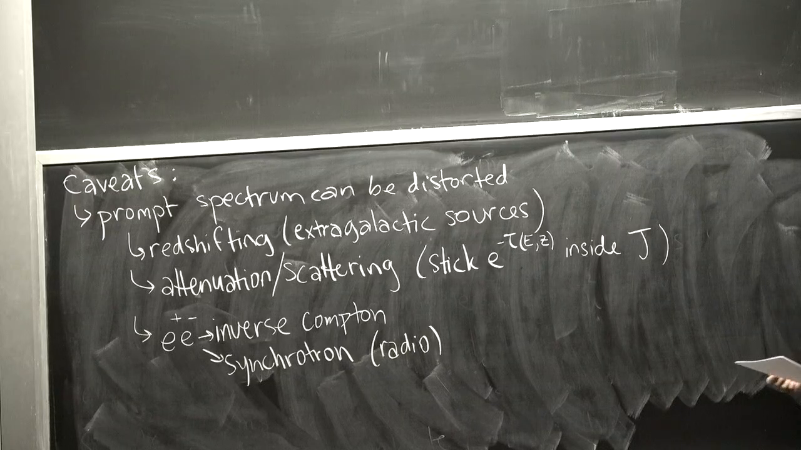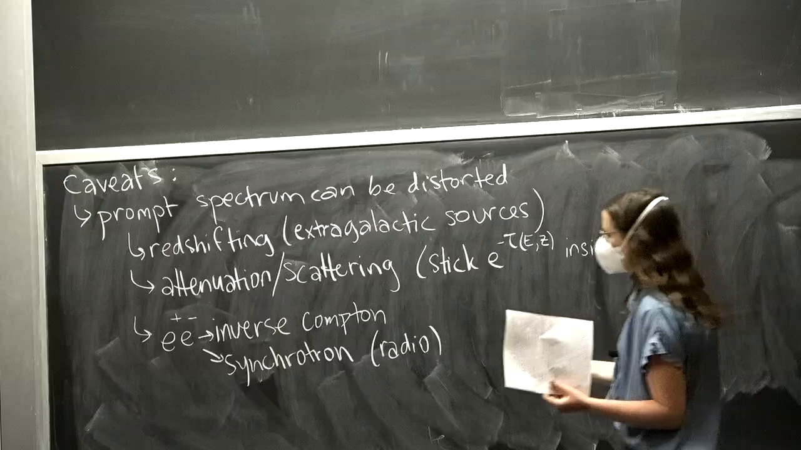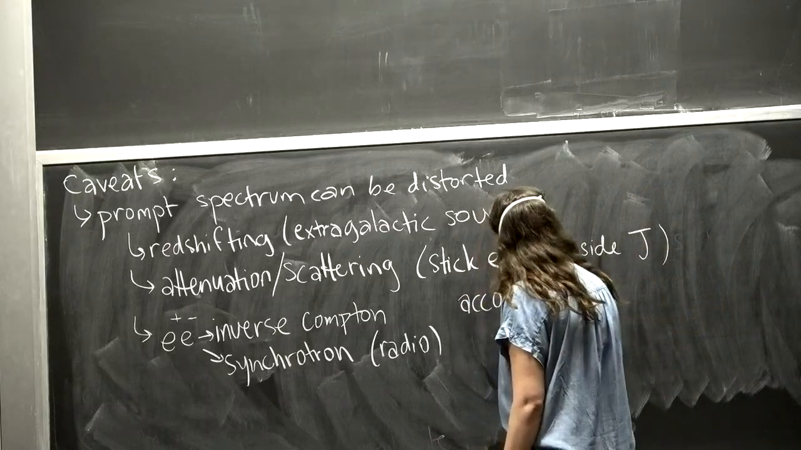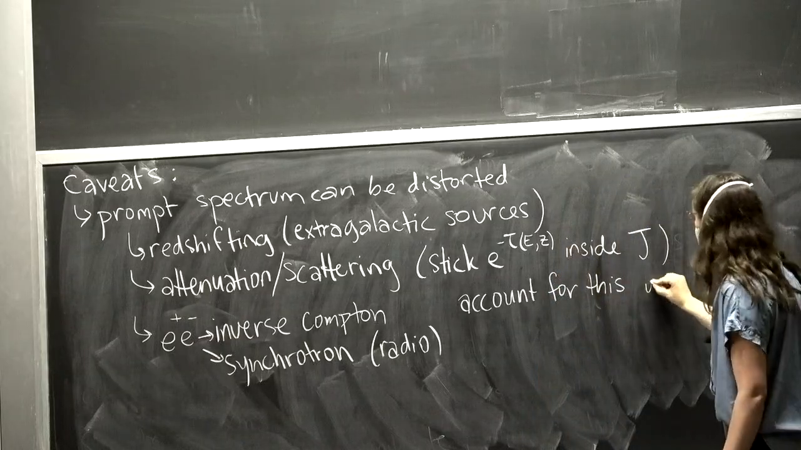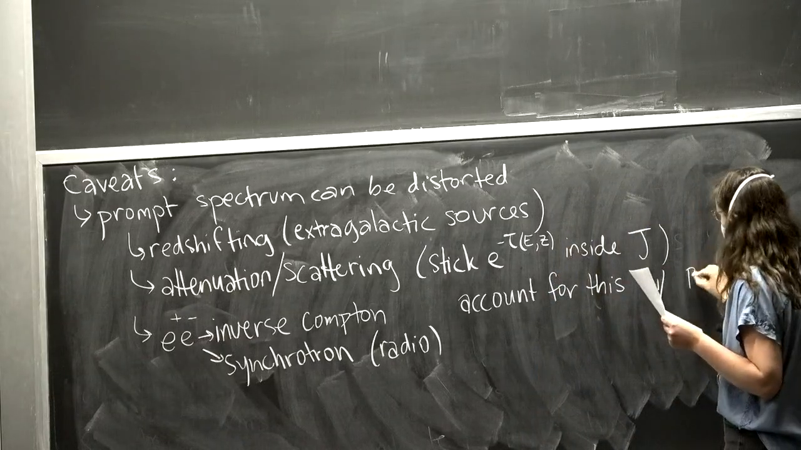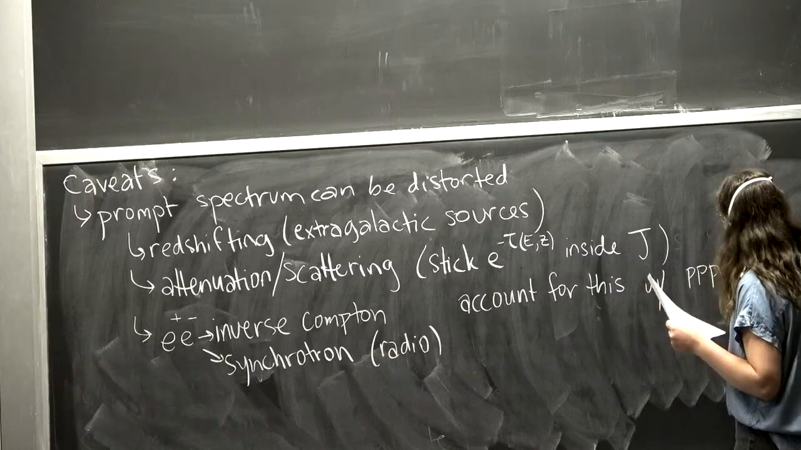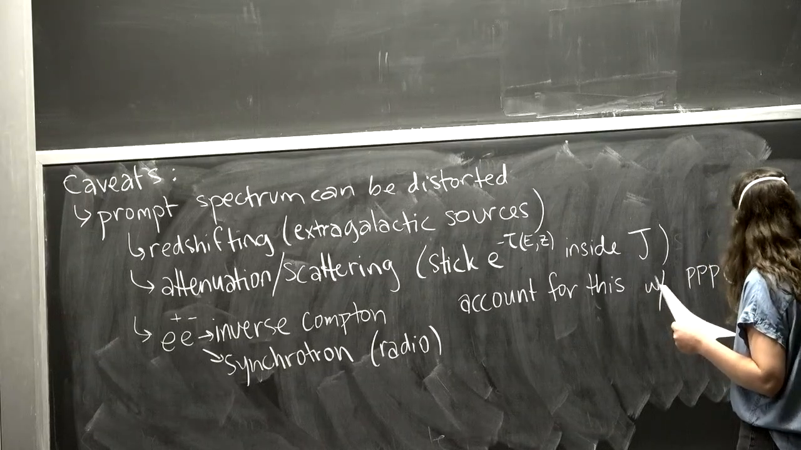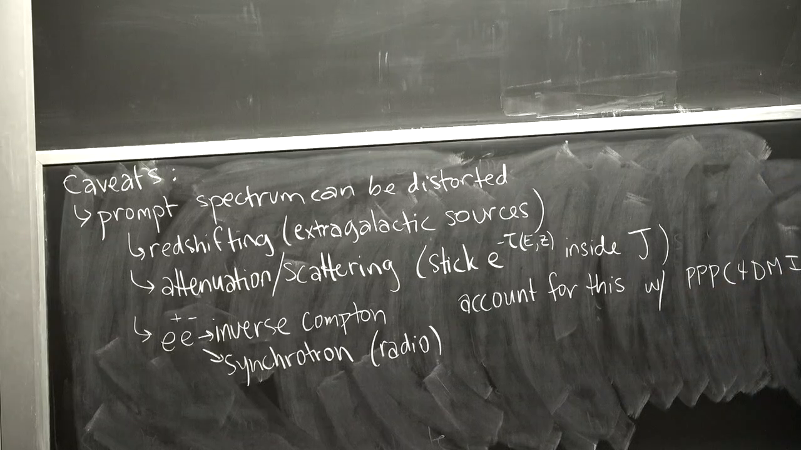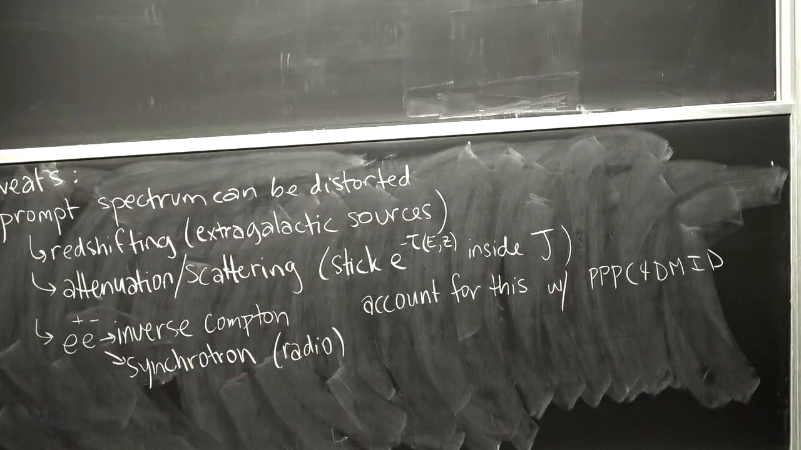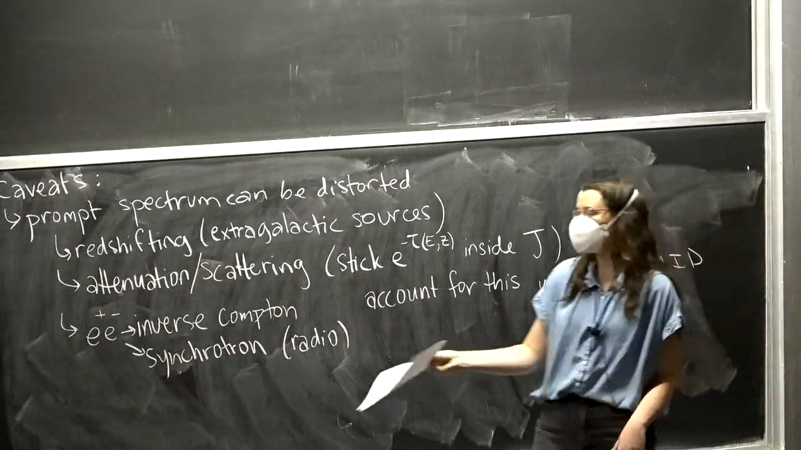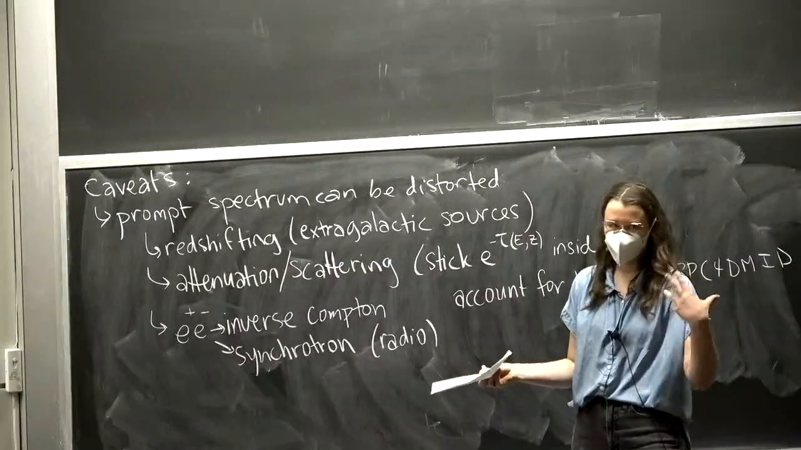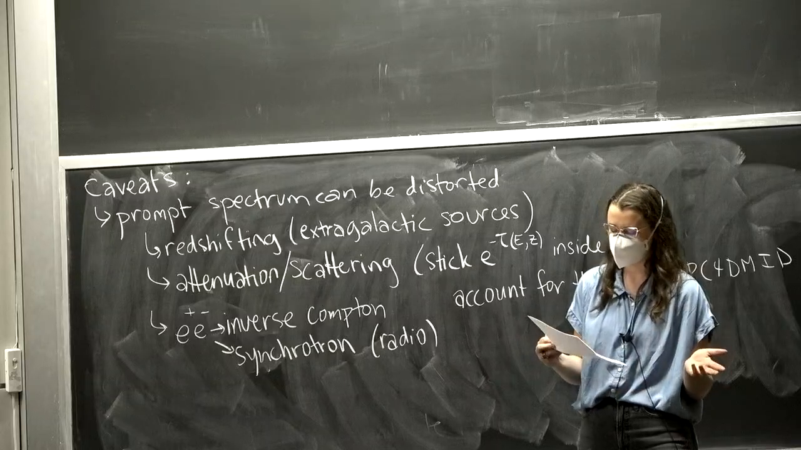However, luckily, some folks have done the hard work for us. So you can account for all of this with tools like, it's a hell of a name, PPPC4DM ID, which stands for the Poor Particle Physicist's Cookbook for Dark Matter Indirect Detection. Really rolls off the tongue, doesn't it? These folks have done the hard work of accounting for these effects, and so you can just stand on the shoulders of giants and use that to account for the signal that you want to look for.